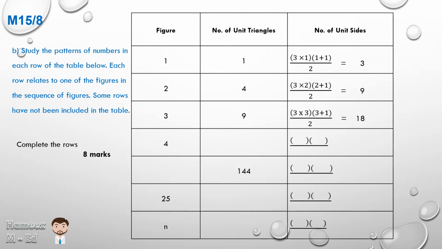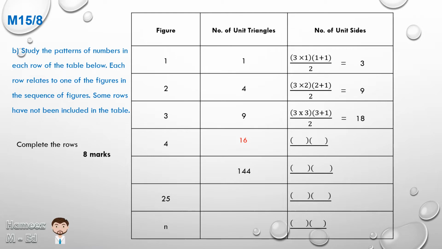As such, if we're following that pattern, for figure 4, 4 squared will be 16. And if we check back in part A, our construction of the 4th figure, we would find 16 triangles. So our method seems to be working.